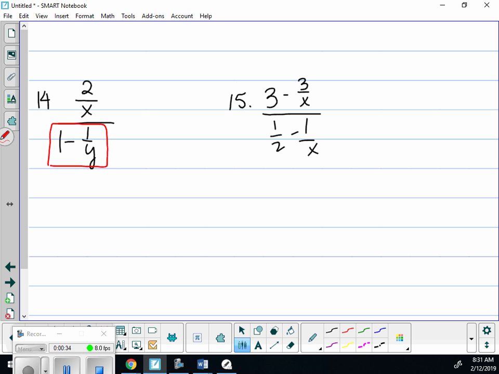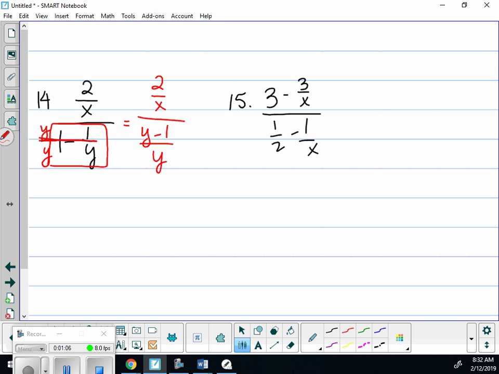So we have a subtraction. In order to subtract, they have to have a common denominator. And what would their common denominator be? So if we multiply the bottom by y, we have to multiply the top by y. So we have 2 over x divided by, go across the top, y, subtract 1 over y.